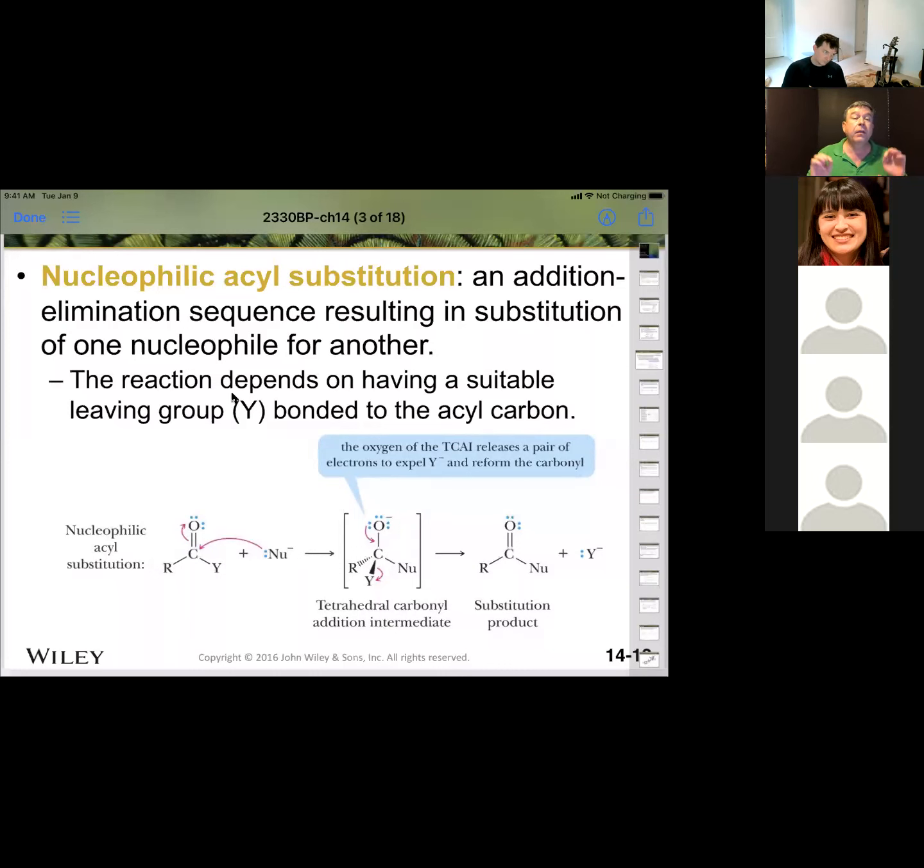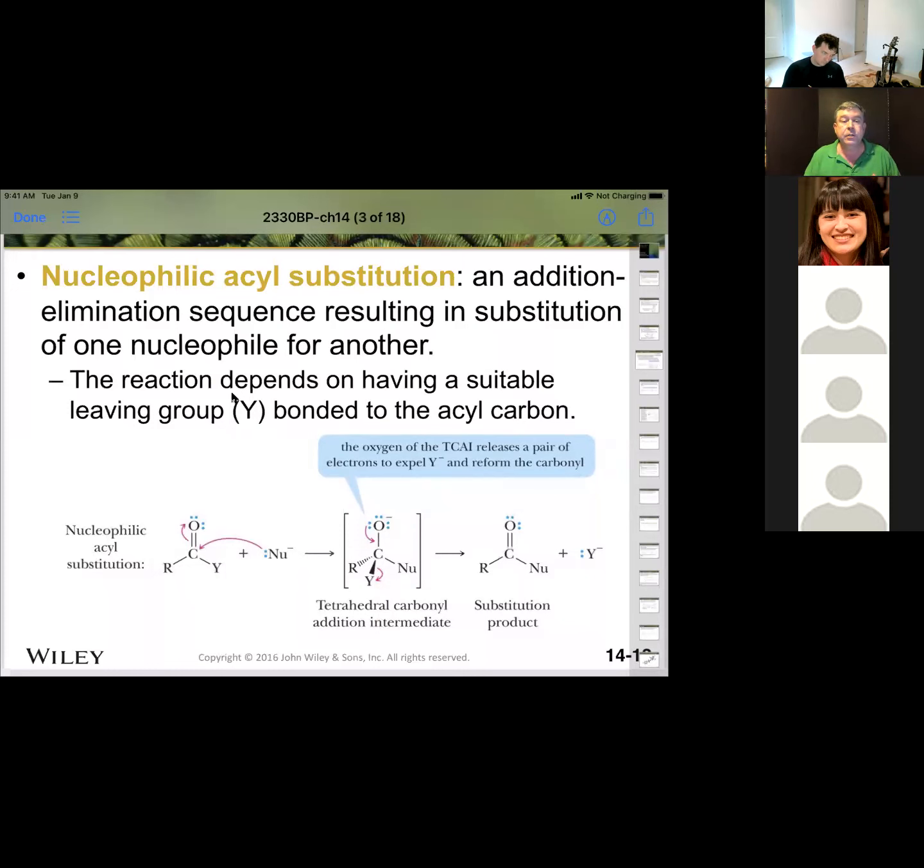When we have things that can be good leaving groups, we actually get what we call nucleophilic acyl substitution, meaning we're going to substitute and regenerate that double bond with oxygen. Okay, so this is different. When we had aldehydes and ketones, we hit them with the nucleophile and we turned it into alcohols. Here we regenerate the carbonyl, and so we can change the functionality from one group to the other by kicking out a leaving group and reforming that carbonyl.